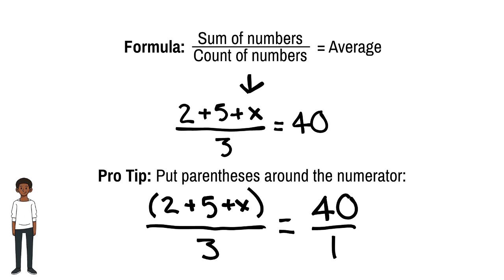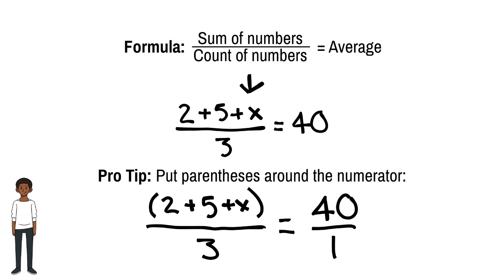Now let's translate our problem into a mathematical equation. We have 3 numbers, 2, 5, and x. Their count is 3, and their average is 40. Using our average formula, we write (2 + 5 + x) over 3 equals 40.